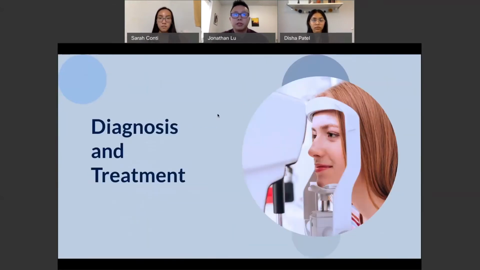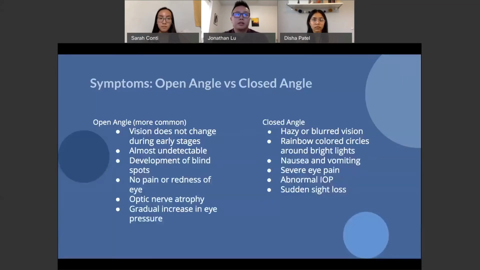Now we will discuss the process of diagnosis and treatment. Here is a list of symptoms for open and closed-angle glaucoma. Open angle is much more common, but much more difficult to detect due to the lack of symptoms. There are very limited vision changes in its early stages. There's also no redness or pain.